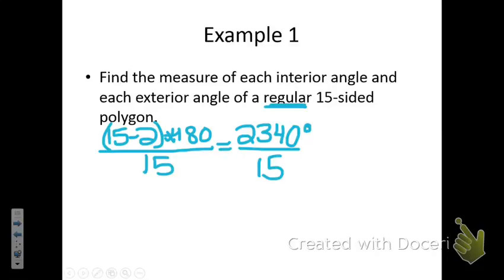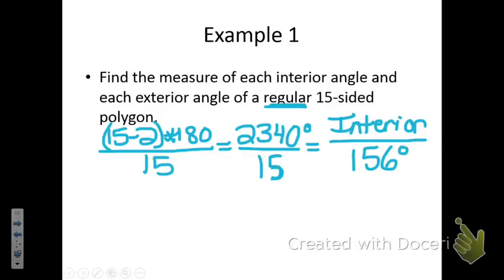But it's being split evenly 15 ways since I know that they are congruent to each other. So what would each interior angle measure? 156 degrees. So if I have a 15-sided figure that is regular, each interior angle would have to measure 156 degrees.